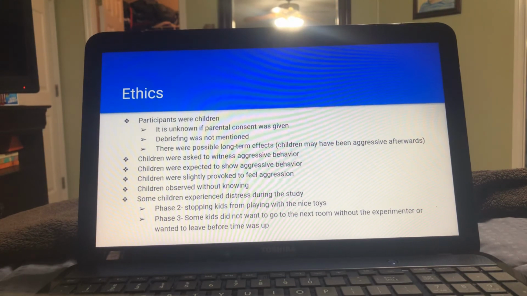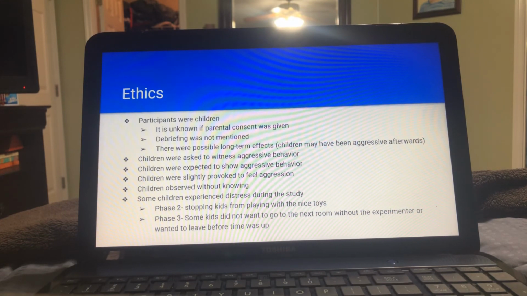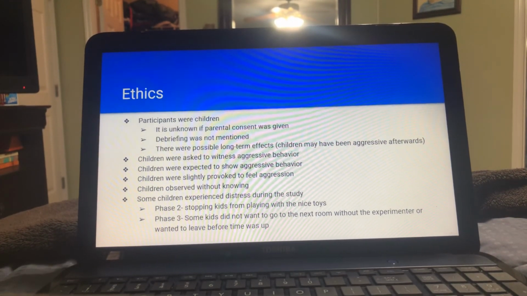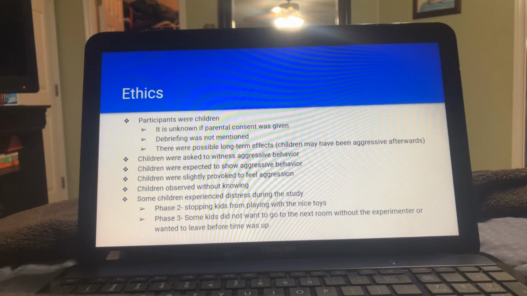Children were also asked to witness aggressive behavior. They were expected to show aggressive behavior, and the children were slightly provoked to feel aggression when they were told they couldn't play with certain toys. The children were observed without knowing through the one-way mirror, and some children experienced distress during the study.